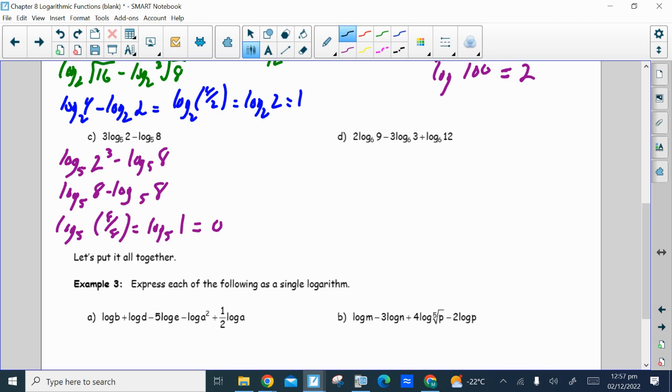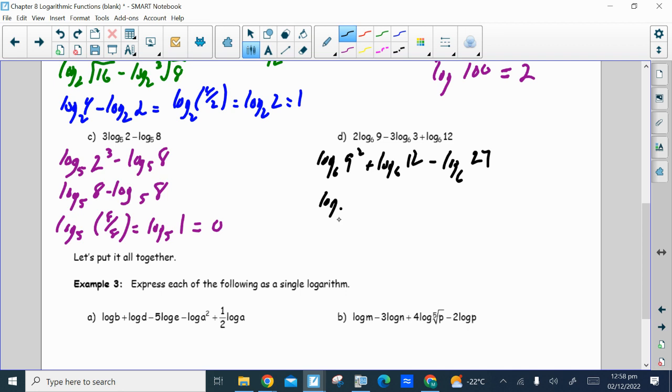All right, for question D, I would use the power law to bring the coefficients up as exponents. So it'll be log base 6 of 9 squared. I'm also going to rearrange the terms to put the positive ones first and then the subtraction last. So it'll be log base 6 of 3 to the power 3, which is 27. Now you don't have to do this. I mean, you can just kind of look ahead and know that, well, I've got the first term of log base 6 of 9 squared, which is 81. If I skip a term, I'm going to have the plus log base 6 of 12.